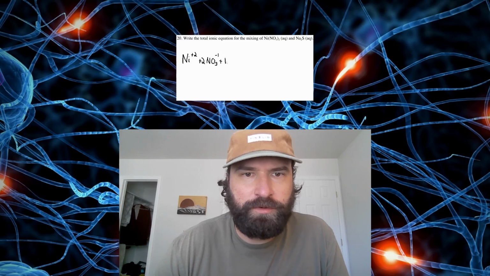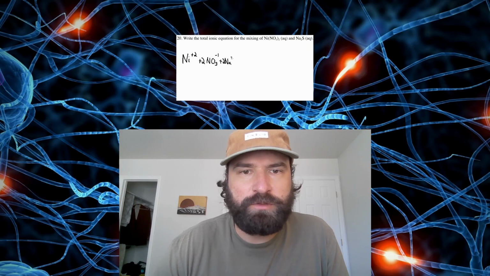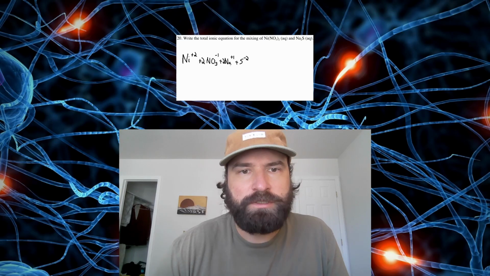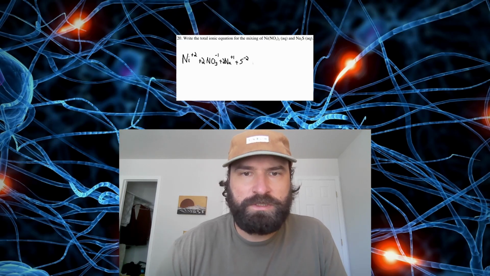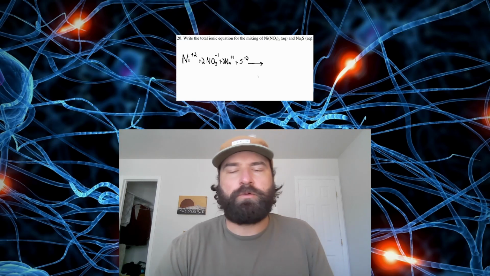So we'll have a sodium. We'll have 2 sodiums actually. Sodium is always going to have a +1 charge. And that's paired with sulfur, which must have a -2 charge. It's paired with 2 sodiums, and we'll write our other side of our equation.